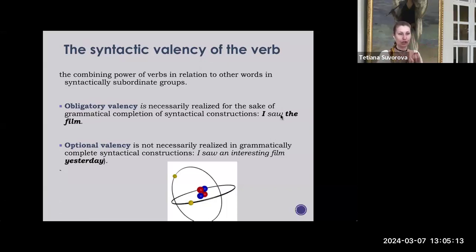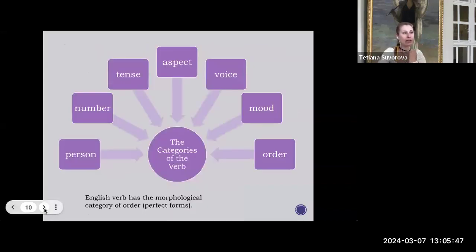We want continuation. The verb requires obligatory valency. We should add some object, answering the question what. I saw what? The film. And optional valency. Sometimes we can add, for example, yesterday. It refers to the question I saw when, yesterday. So this word depends on the verb, but it's not obligatory. We can omit it, and the idea will be clear for us. So then we speak here about these two types of valencies.